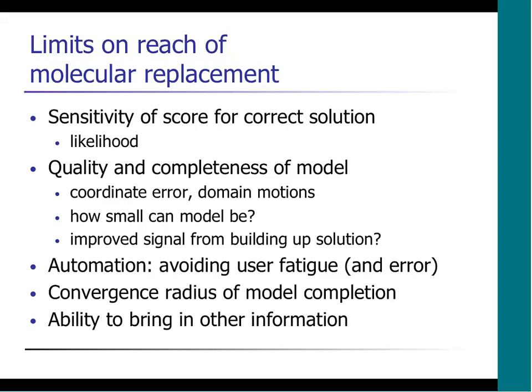But if you have a small model but you can add more pieces to it, then I'll show an example that shows that you get an improved signal from adding other components, so that you might have an ambiguous solution for a small model, but then it becomes unambiguous when you try to add something else to it.